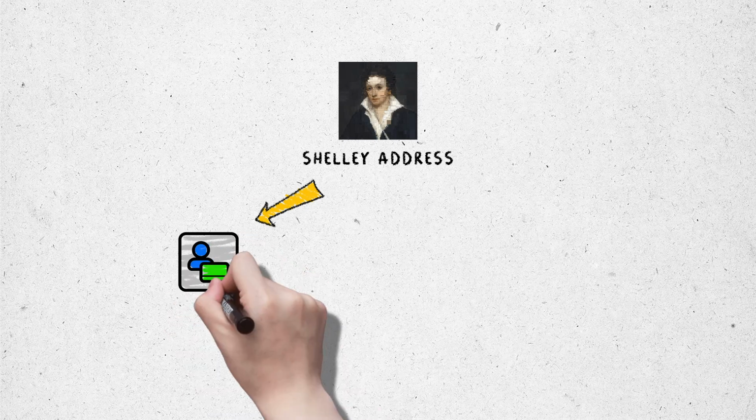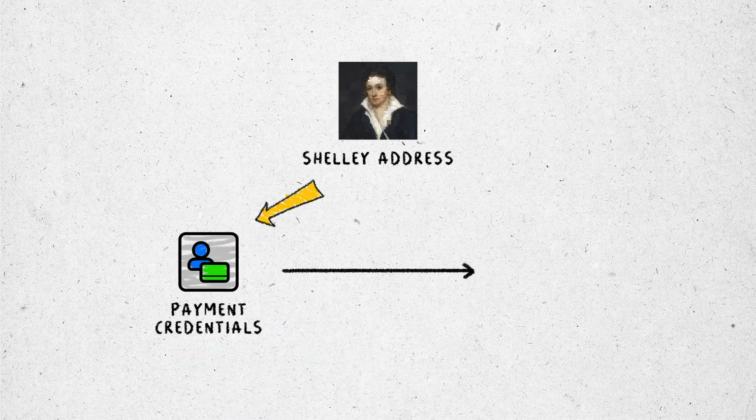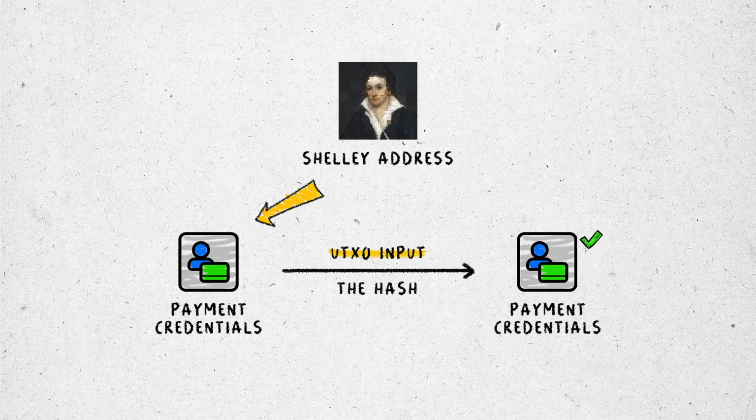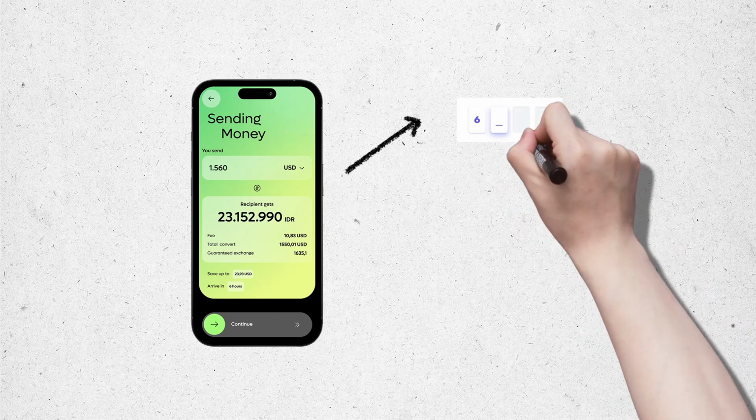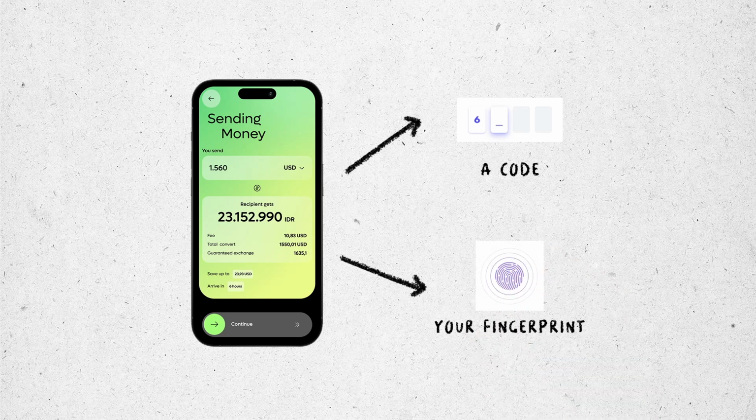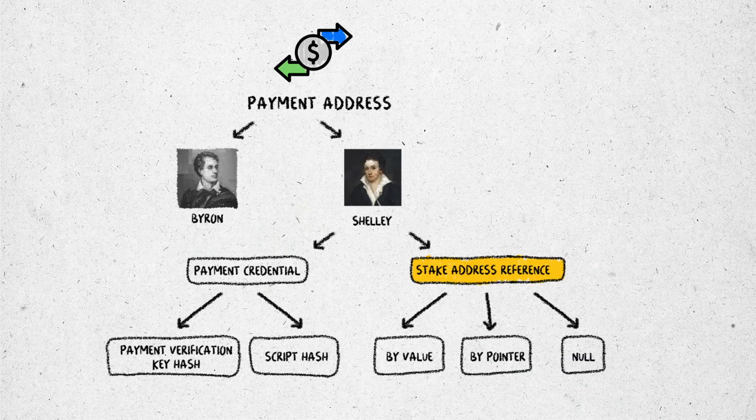Shelley addresses carry payment credentials, which are used to verify transactions when a UTXO input is spent. The hash of the script will be checked to authenticate the transaction being submitted. This is similar to how every time you make a money transfer on your phone, there is always a step to enter a code sent or confirm with your fingerprint for the transaction. In addition, Shelley addresses also contain a stake address reference.